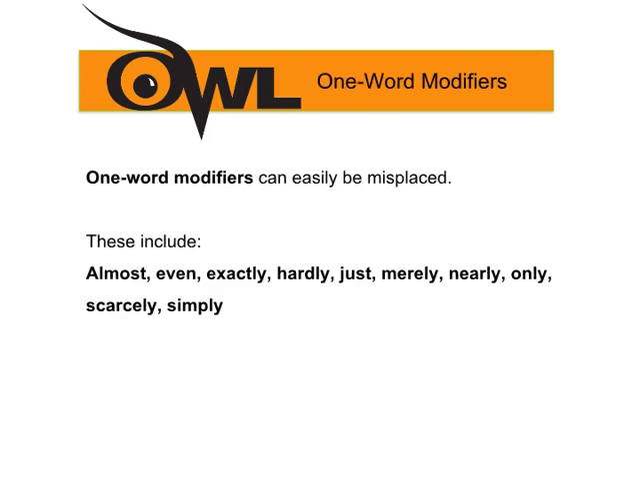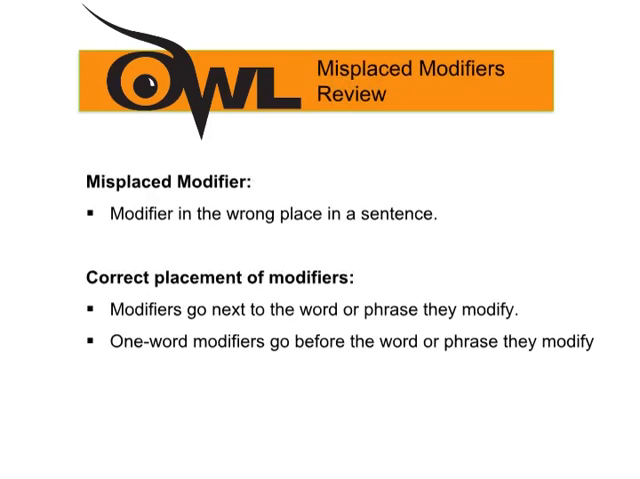One-word modifiers can easily be misplaced. These include almost, even, exactly, hardly, just, merely, nearly, only, scarcely, simply. Misplaced modifier. Modifier in the wrong place in a sentence. Correct placement of modifiers. Modifiers go next to the word or phrase they modify. One-word modifiers go before the word or phrase they modify.